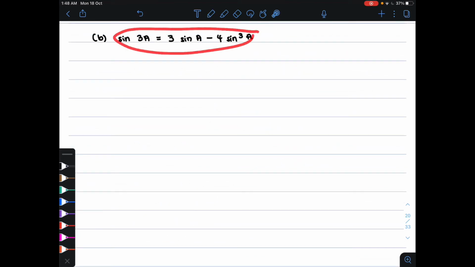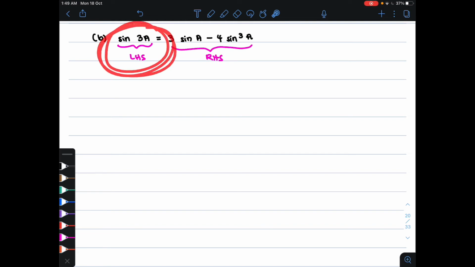This is the identity that we need to prove for part B. So which one do we start with? Is it left hand side or right hand side? If you see any identity that has sine, cos, tan, and then it has 3A, 4A, 5A, 6A, 7A, etc., which means that it is bigger than 2, this means that we're going to apply the double angle formula and the compound angle formula. And hence, we're going to start with the left hand side first.